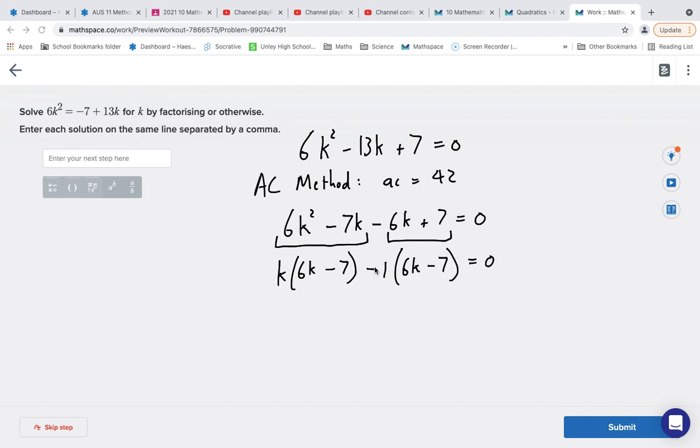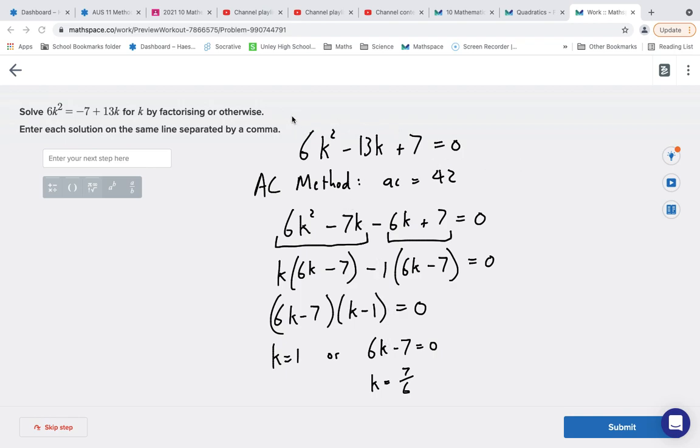If this method's working, I should be getting a common factor at this point. The 6k minus 7 is now common to the two terms that I have left. 6k minus 7, k minus 1, and now I can apply the null factor law and I can see that k equals 1 here if I want to get this 0, or 6k minus 7 has to equal 0, meaning that k has to equal 7 divided by 6. Right, so there's the two solutions.